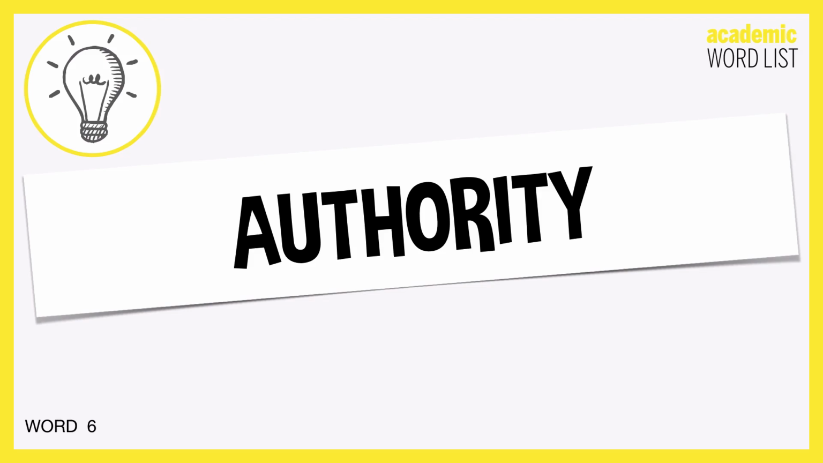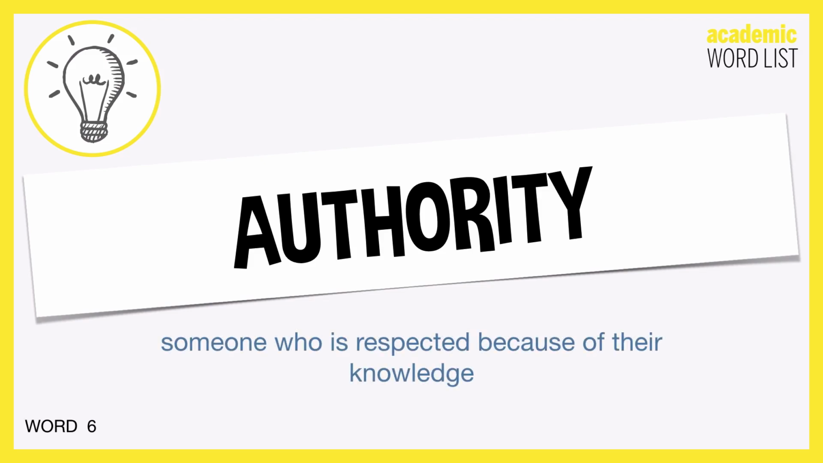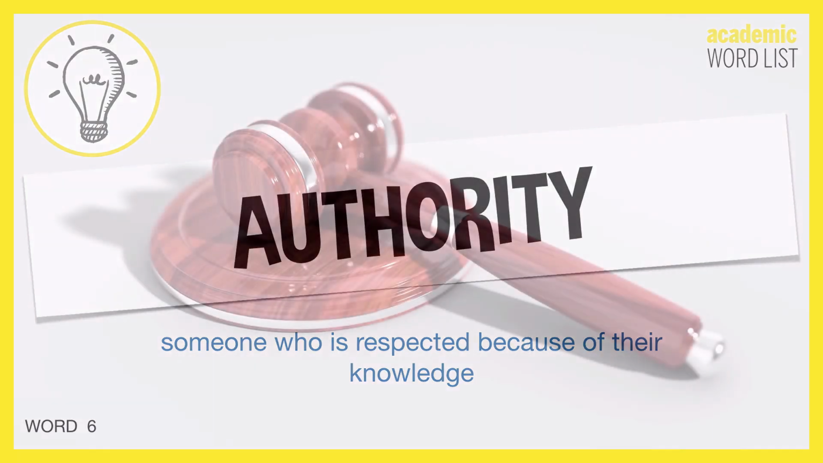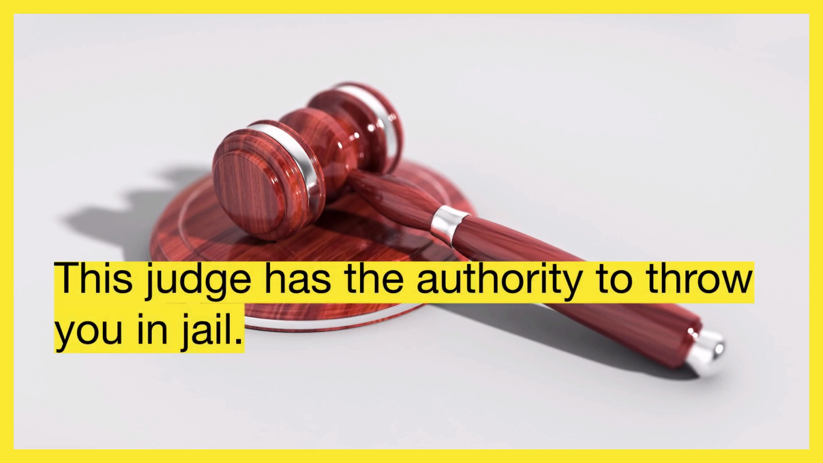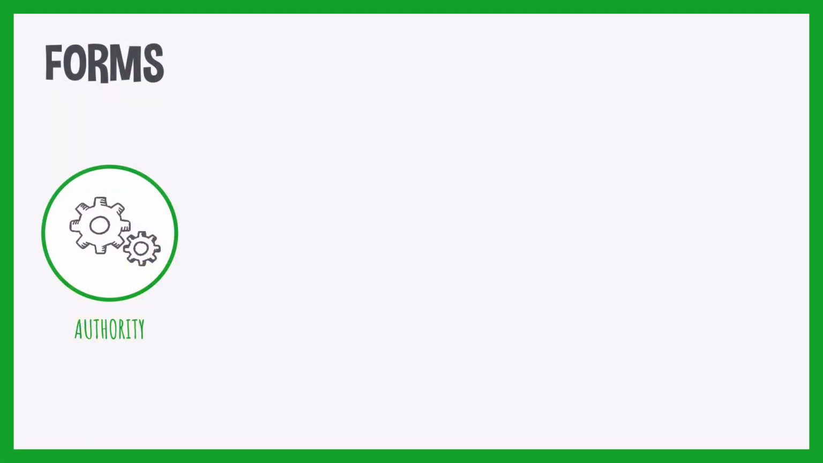Authority. Now, in the most academic use of the word, an authority is someone who is respected because of their knowledge. So, for example, this judge has the authority to throw you in jail. So they have lots of knowledge about law, lots of prestige, status. So they have authority. Some different forms for authority. Well, authority is a noun, but you can also use another noun, authorization.